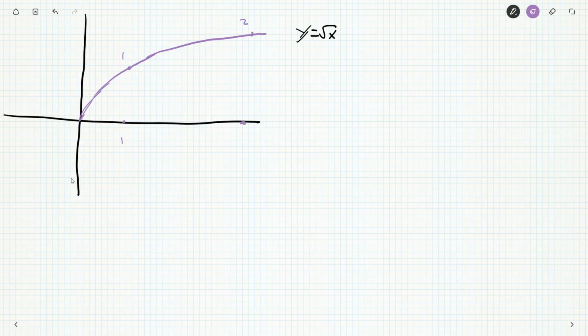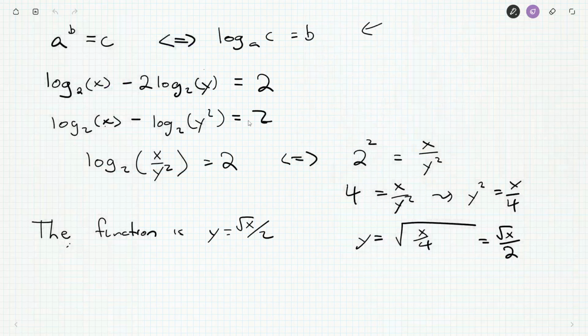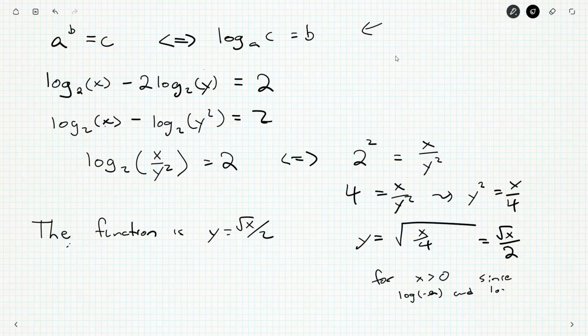Okay. One other thing I'm thinking about. Because you can't put negative numbers in for a log, you also technically can't put 0 in either. So I'll say for x greater than 0, since log of a negative number and log of 0 are meaningless.